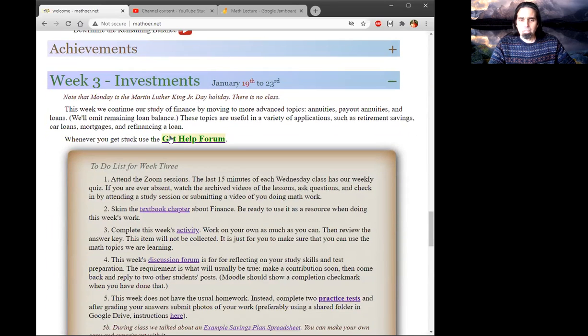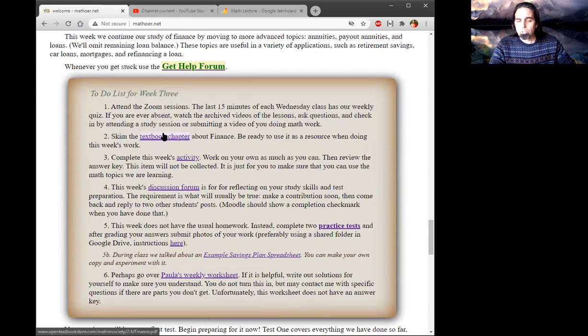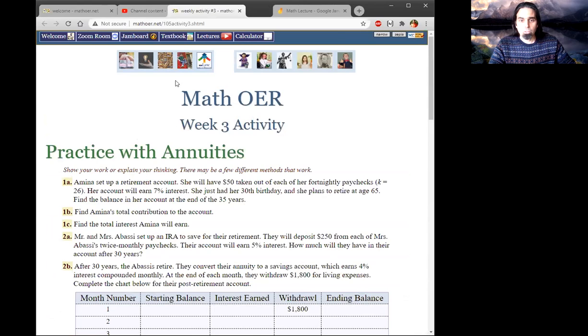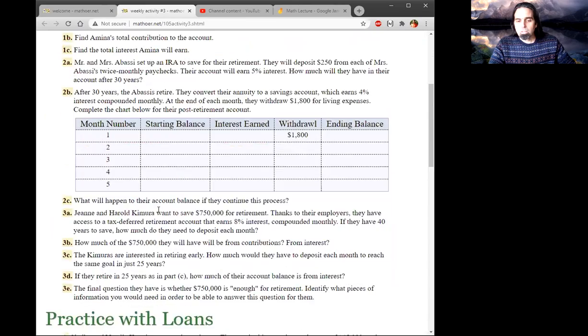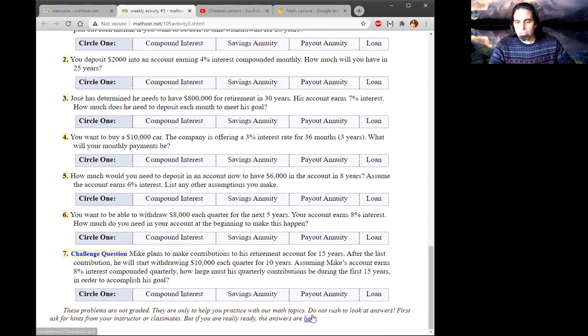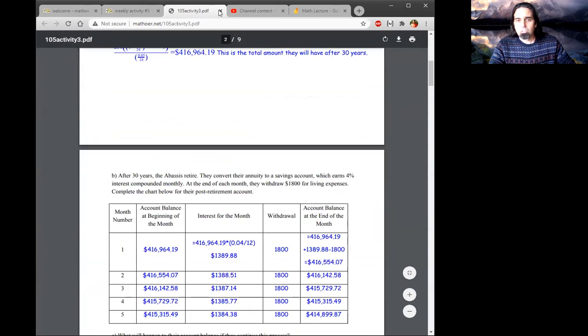Now we're in week 3. We have the same Get Help forum as always. We're still in the textbook chapter about finance. There is an activity for this week. So you don't have homework, but as always, to make sure you're on top of things, there's lots of problems here. And when you're done, at the bottom, you can go to the answer key and see answers.